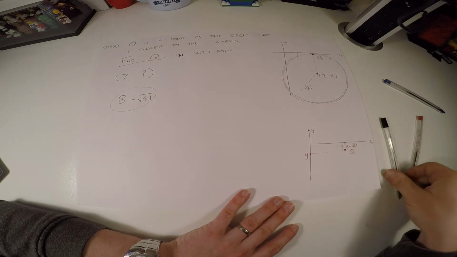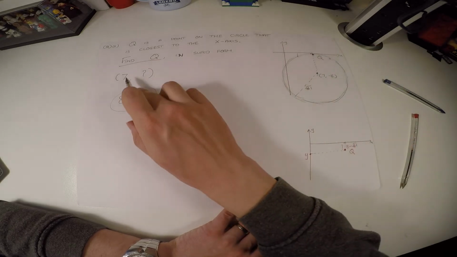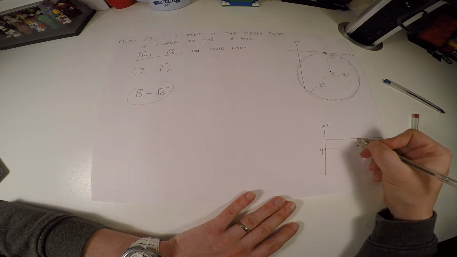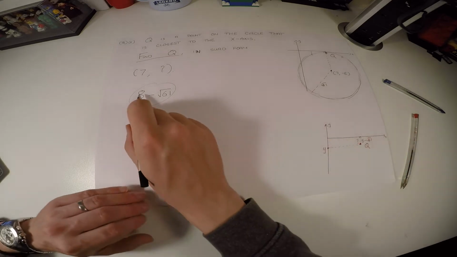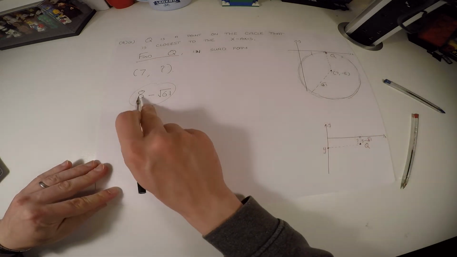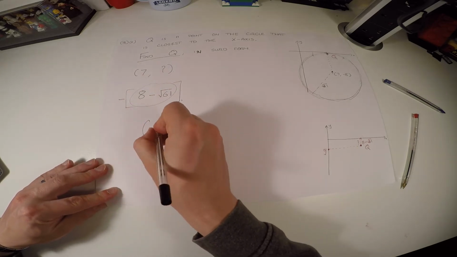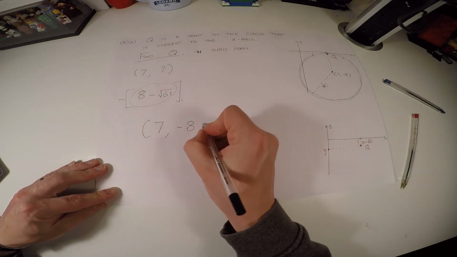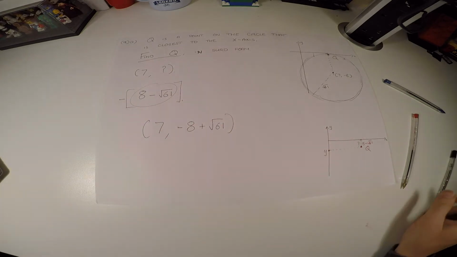Since this point is directly above the centre, we know its x-coordinate is going to be 7. But what about the y-coordinate? We know we come down a distance of 8 minus root 61. If we came down a distance of 8, we'd call it minus 8. We're coming down a distance of minus this stuff here. So that gives us a point for Q of (7, minus 8 and then plus root 61, because it's minus all this stuff). And that's that question answered.